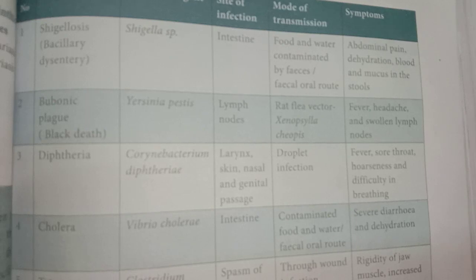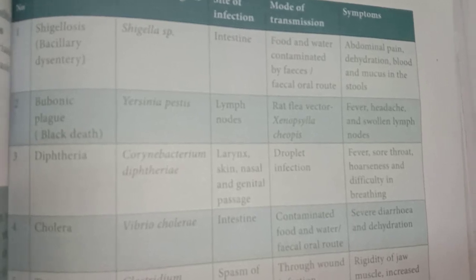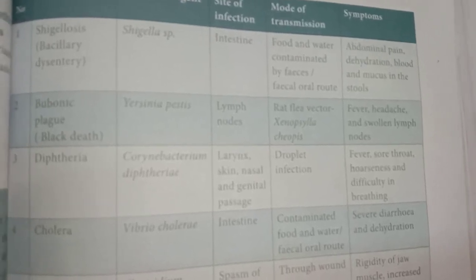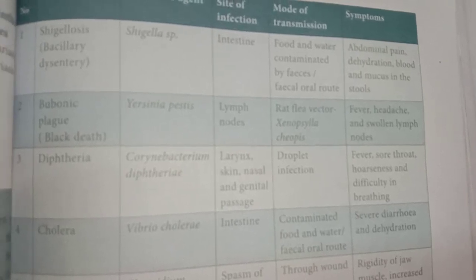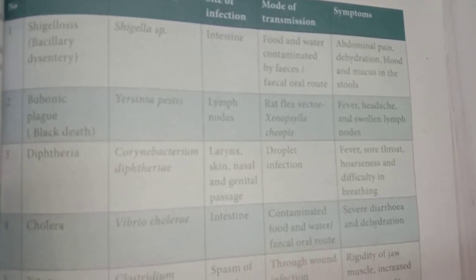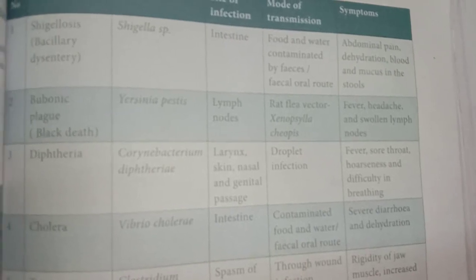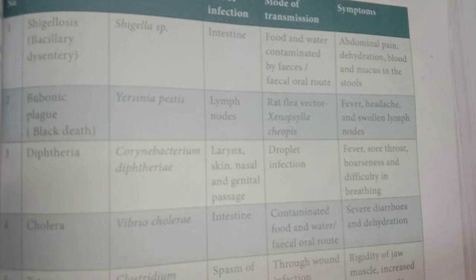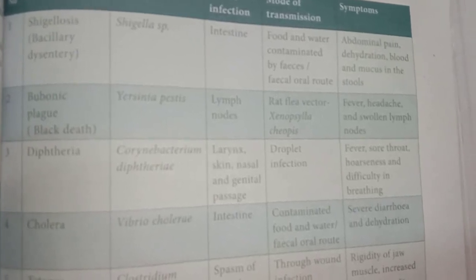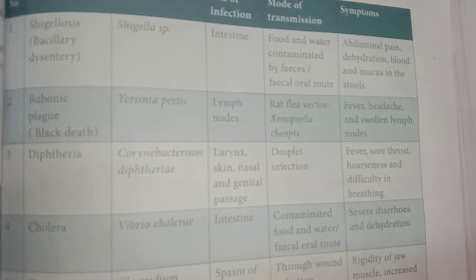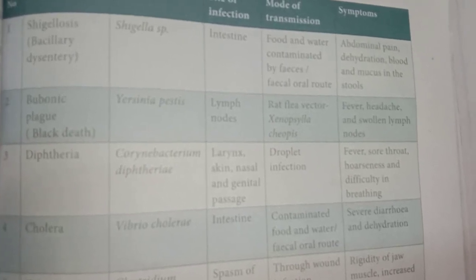Then the next disease is diphtheria. The causative organism of this disease is Corynebacterium diphtheriae. The site of infection: larynx, which is one of the important parts of our respiratory system, then skin, nasal and genital passage. Nasal means through the nose, and genital here means the reproductive organ. So these areas are affected.